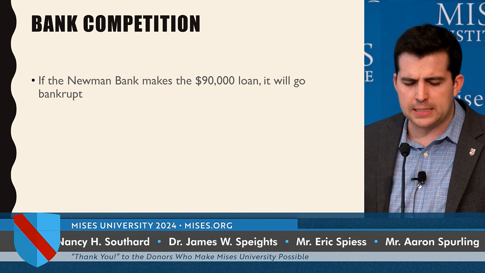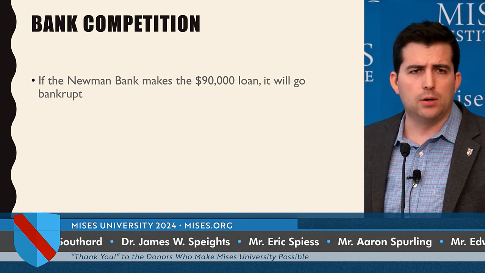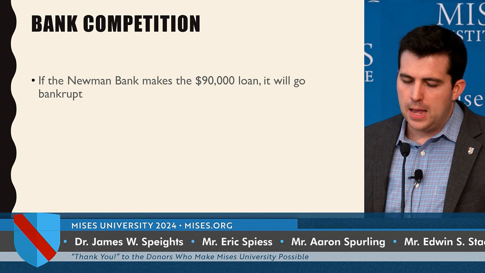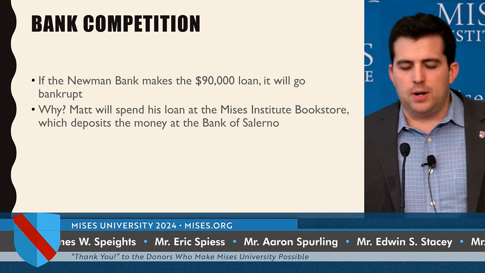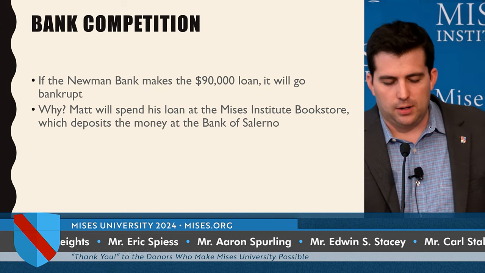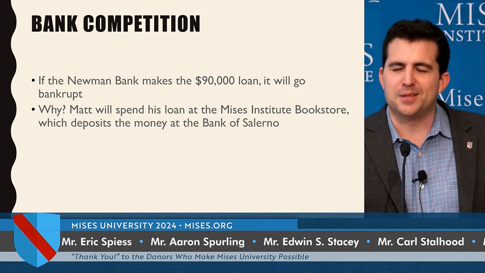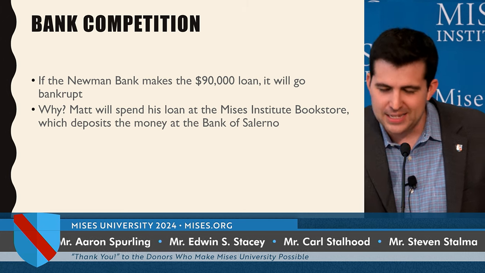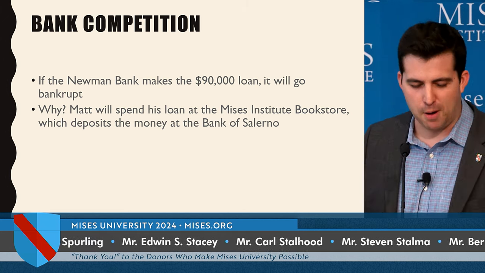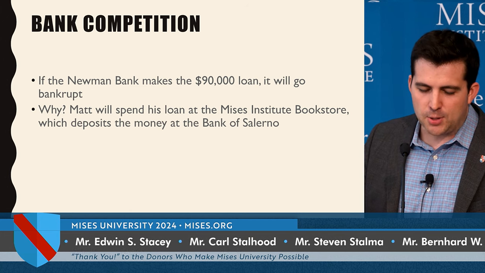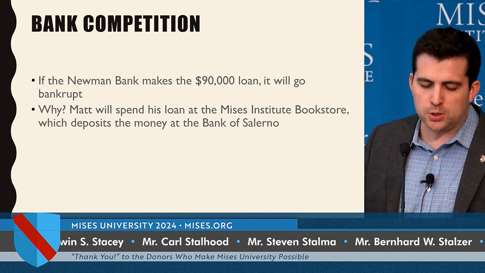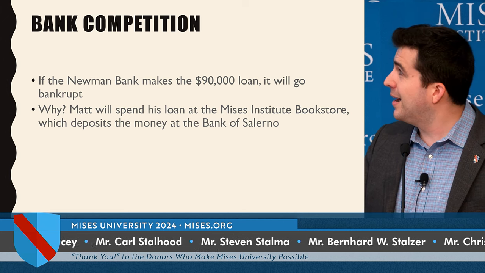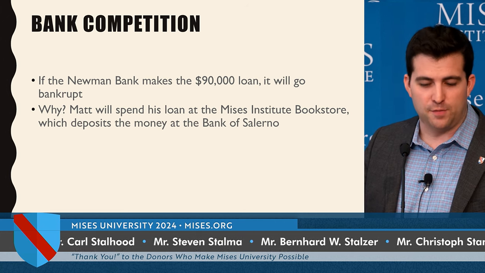Right? If the Newman Bank makes the $90,000 loan, it's going to go kaput, right? Matt's going to spend his loan at the Mises Institute bookstore, $90,000 at the bookstore. I could spend it, right? We all could, right? Getting those $2 books, we could get the whole library. All right, so Matt's going to spend his loan at the Mises Institute bookstore, and the Mises Institute does not bank at the Newman Bank, unfortunately.